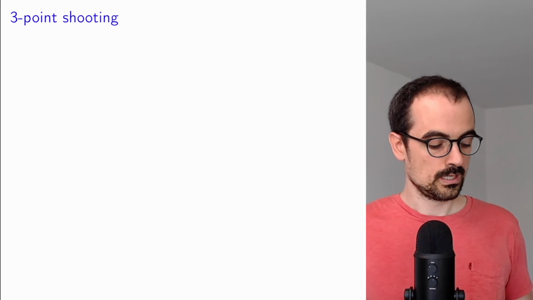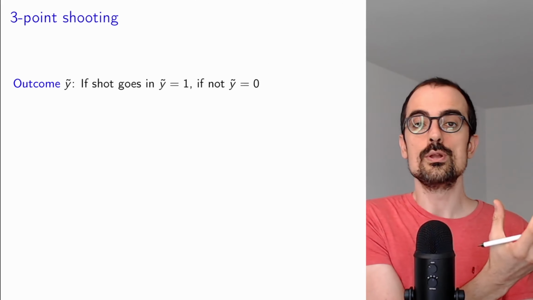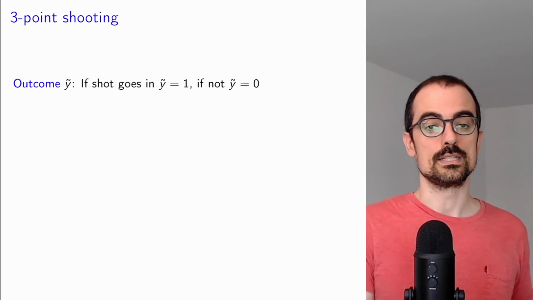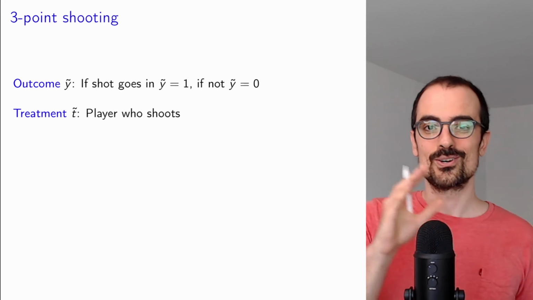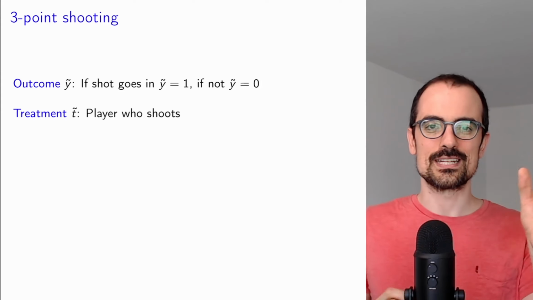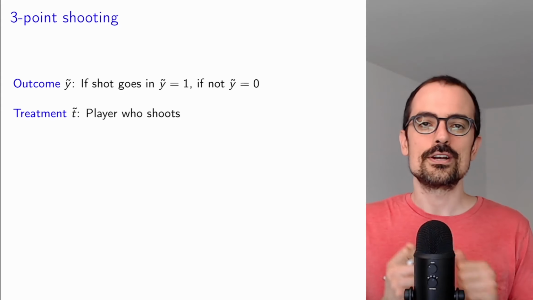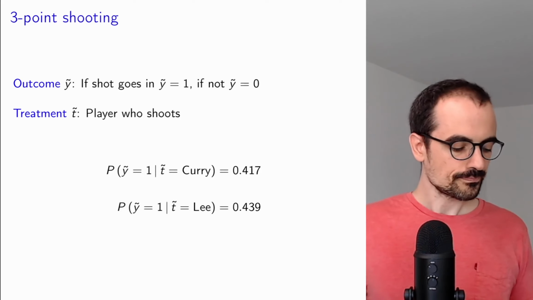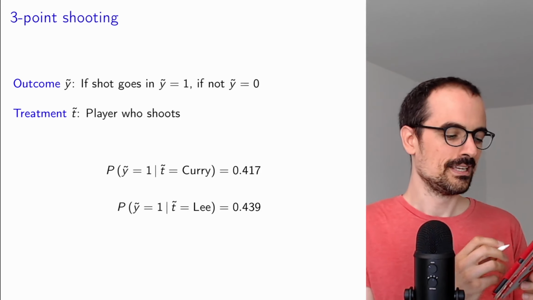outcome. In the case of 3-point shooting, the outcome is whether each 3-point shot goes into the basket or not. If it goes in, y is equal to 1. If not, y is equal to 0. And the treatment is the player who shoots. So here we see that within causal inference, we use this concept of treatment in a very flexible way. Now the treatment is whether Stephen Curry shoots or whether the other player, Courtney Lee, shoots.